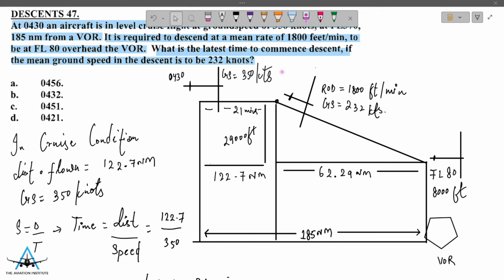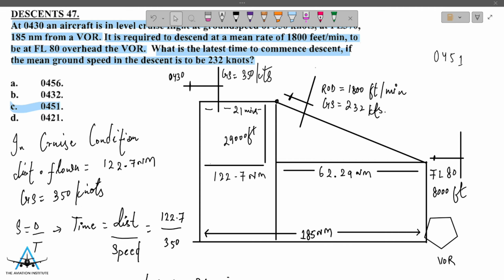In order to calculate the time of commencement of descent, you need to add this 21 minutes, since your aircraft has flown for 21 minutes from this time. So 0430 plus 21, you will have the answer as 0451, which is our option Charlie. And that's how you can solve every DGCA question if you follow the correct step-by-step procedure without any confusion.